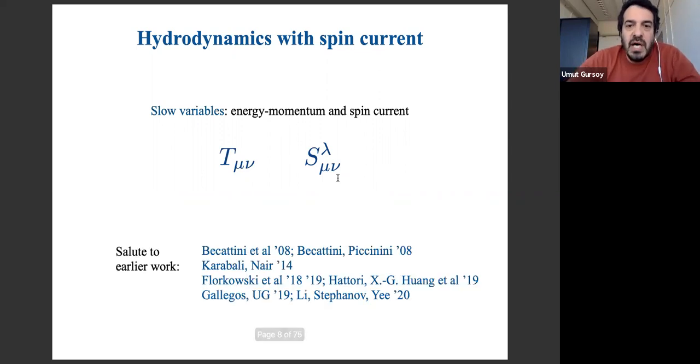First, I would like to mention some early work on the subject. This is not the first time that we are defining a hydrodynamics of spin. There has been some early work, but the important thing is that we will take a different approach, which is closer to what Ian was essentially hinting at.